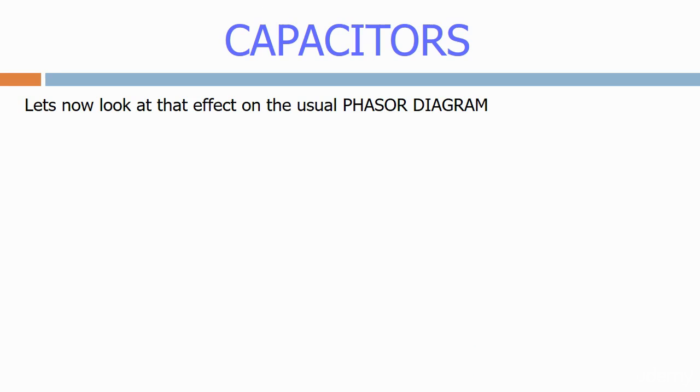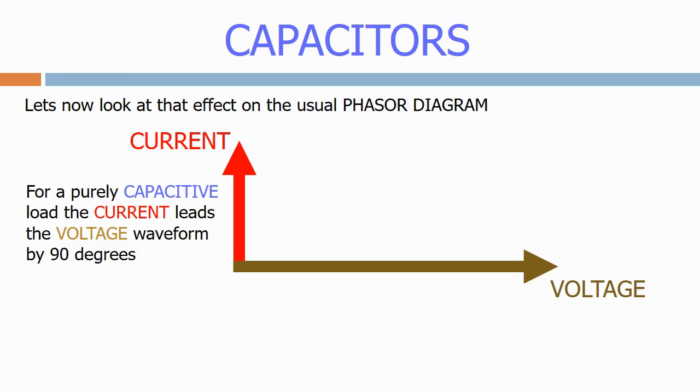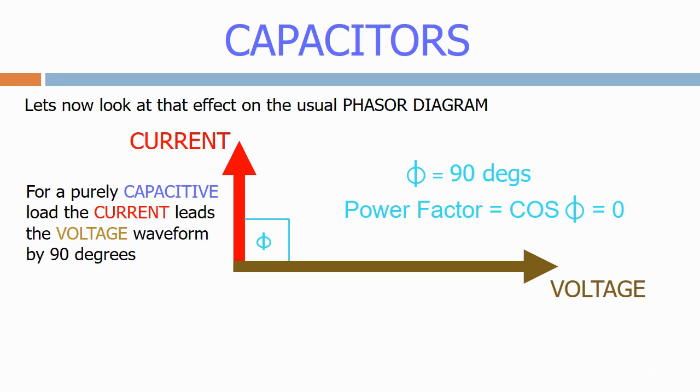Let's now look at that effect on the usual phasor diagram. Let's put the current vector first. Let's make it vertical as a reference point. Then the voltage vector, lagging behind the current. For a purely capacitive load, the current leads the voltage waveform by 90 degrees. Therefore, phi is 90 degrees. The power factor is cos phi. Therefore, the power factor is 0.